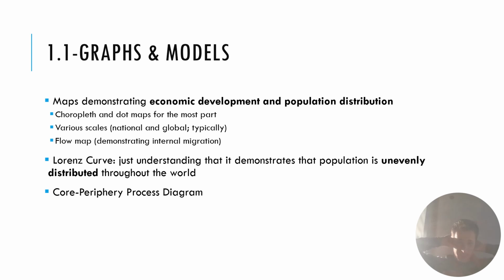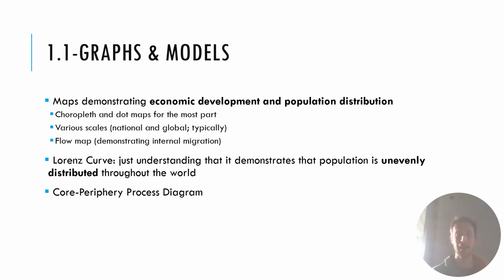Another type of map you might see is a flow map, which usually depicts the movement of things, and in this case, it'd probably be movement and migration. The Lorenz curve is something else that showed up during this unit, and the way I've seen it used is you just have to understand what it's showing you. It's showing that there's an uneven distribution of something. In economics, it's usually used to show an uneven distribution of income with something called the Gini coefficient.